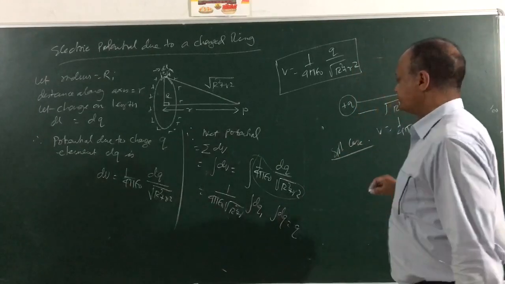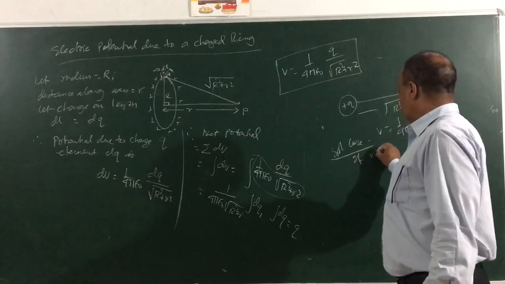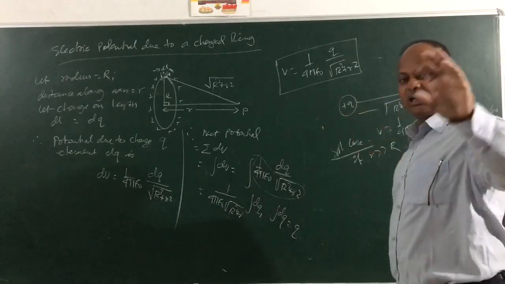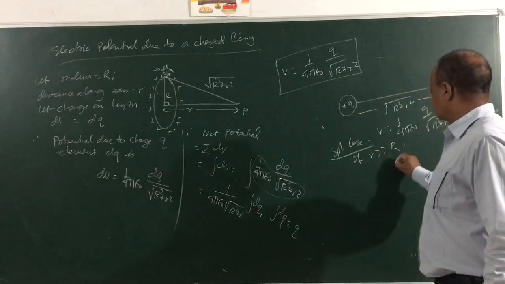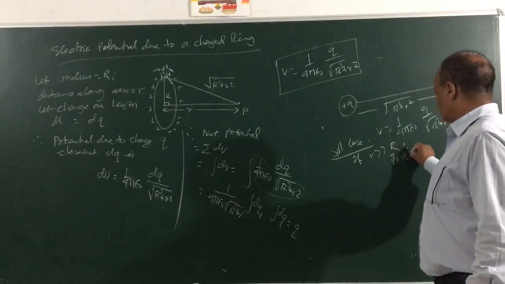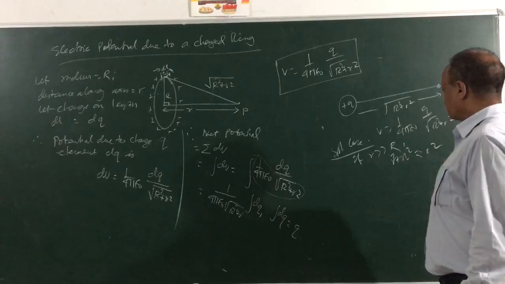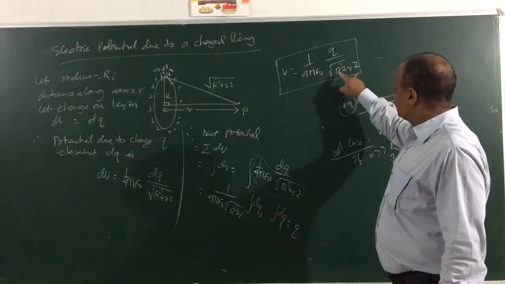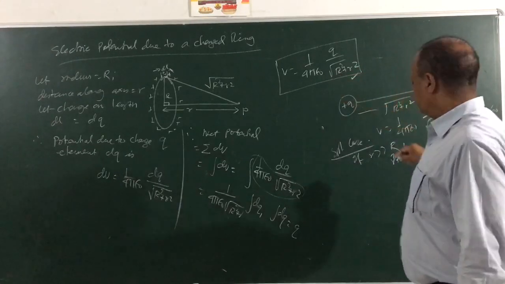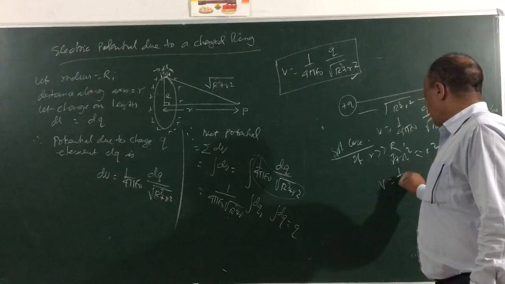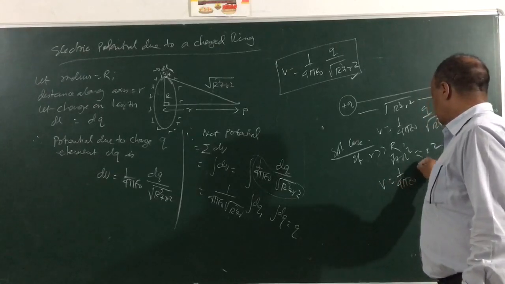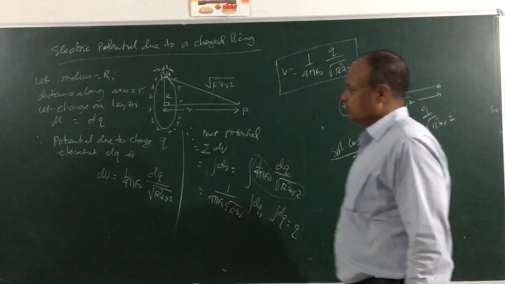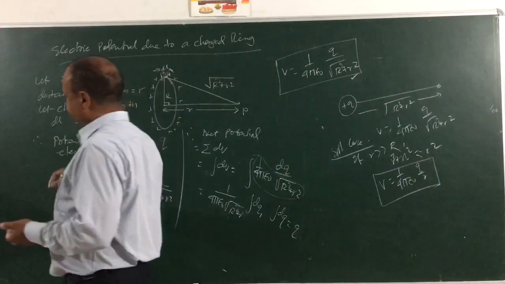Special case is if small r is very large compared to capital R, meaning the distance r is very large and the length R is very small. In that case, r square plus R square will be nearly equal to r square. If I put this in the equation, this part will vanish and V will be equal to 1 by 4 pi epsilon 0 Q by r. So this is the scenario which you need to keep in mind.